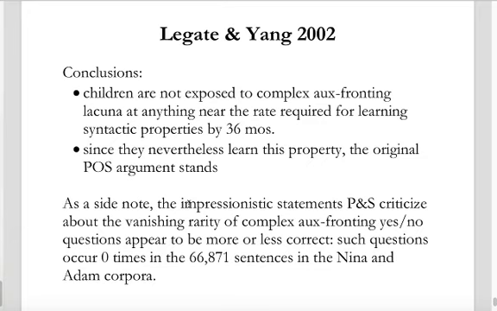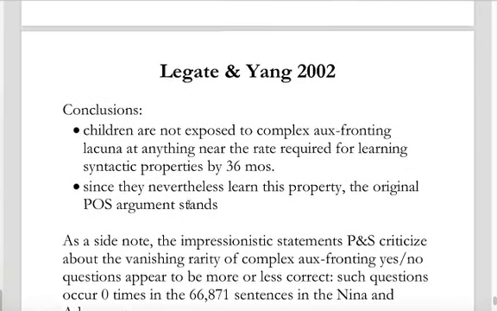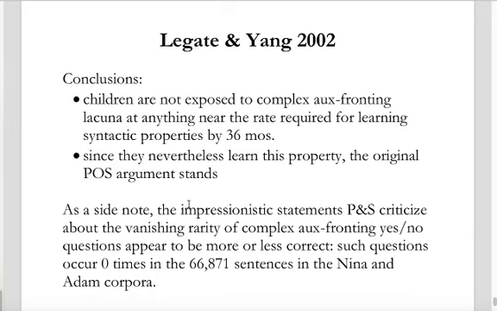Now, of course, if you expand the corpus infinitely to millions and millions of sentences, will you occasionally find a complex auxiliary fronting yes-no question? Presumably, yes. Is that anywhere near enough data for an English acquiring child to actually learn the structure dependence of this rule? Probably not. So that's the conclusion of Legate and Yang. Next, we'll take a look at one other kind of structure-dependent syntactic generalization that's generated a fair bit of controversy, just like this one, a back and forth about how you may or may not learn this kind of thing from the data.